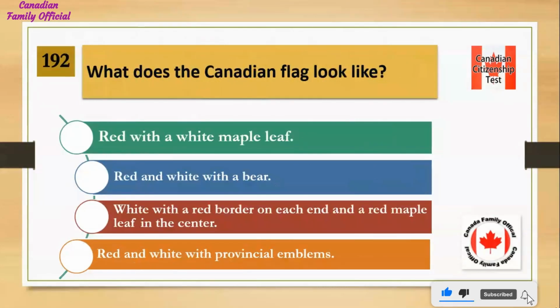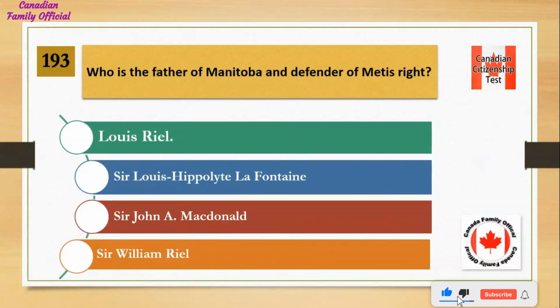What does the Canadian flag look like? Number 1, red with a white maple leaf. Number 2, red and white with a bear. Number 3, white with a red border on each end and a red maple leaf in the center. Number 4, red and white with provincial emblems. And the answer is white with a red border on each end and a red maple leaf in the center.